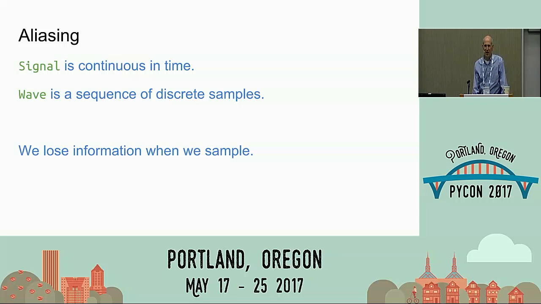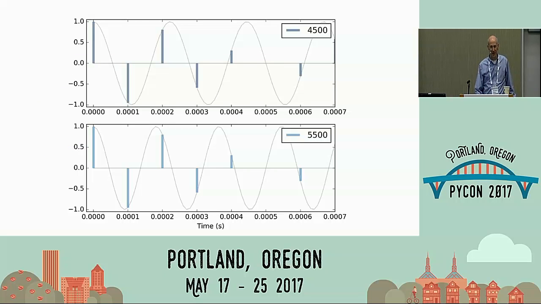All right, let's talk about aliasing, and then we'll get back to the interaction that's at the end of the notebook. The fundamental idea here is that when you go from a signal to a wave, you are losing information. A signal is continuous in time, so in some sense it contains an infinite amount of information. If you actually want to record a signal in a computer, you have a finite amount of information. When you take discrete samples, there are things you don't know anymore.